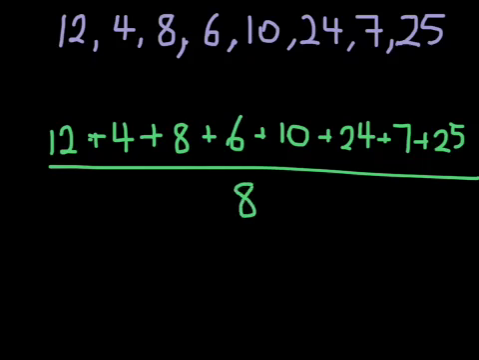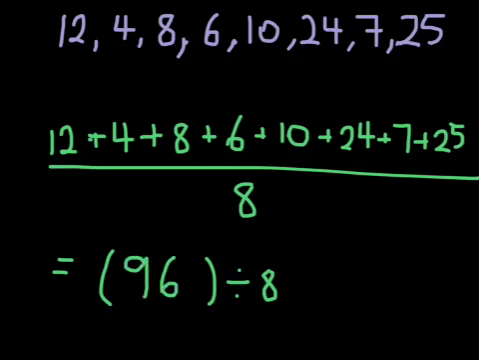Now when I put this into my calculator, depending on how you put it in, make sure that if you do a divided by 8, then the sum is in brackets. So you should get a sum of 96, and then we're going to divide it by 8, and we get that the mean is a score of 12.